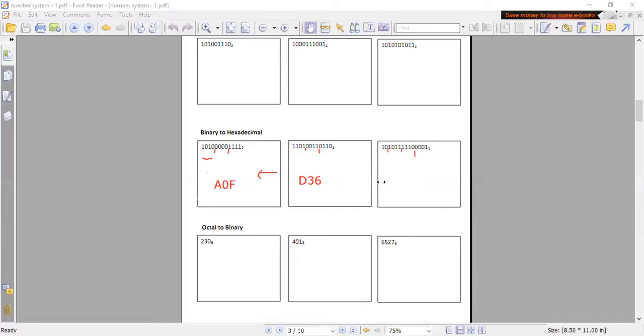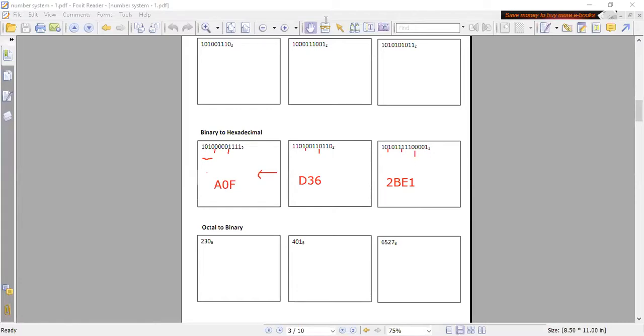First portion you are getting 2. Second portion you are getting 11. 11 means B. Third portion you are getting 14. 14 is E. Last portion you are getting 1. So this is your answer. Okay. Then we'll go to the octal to binary.